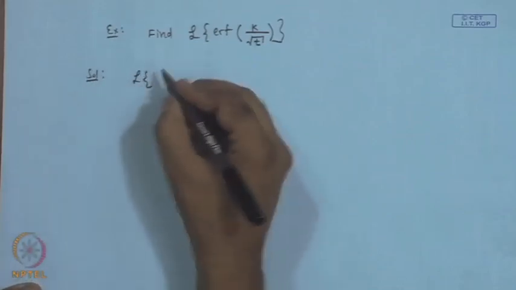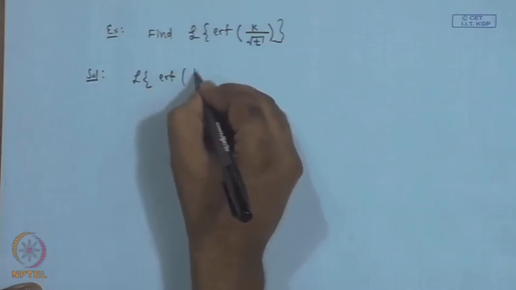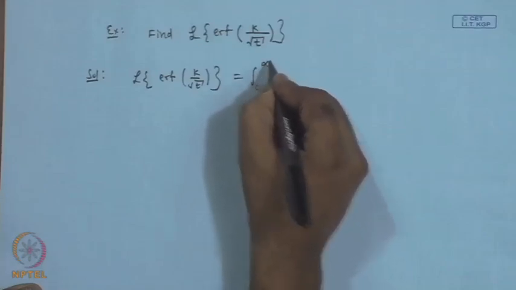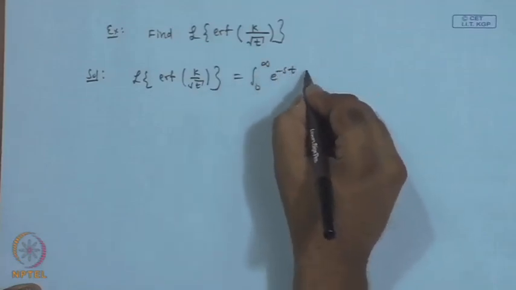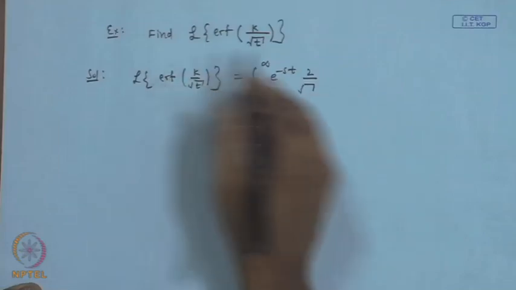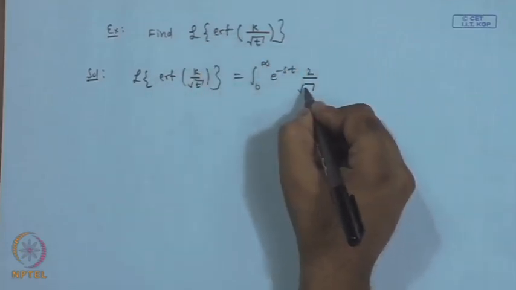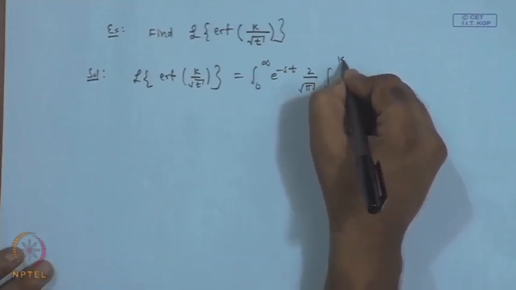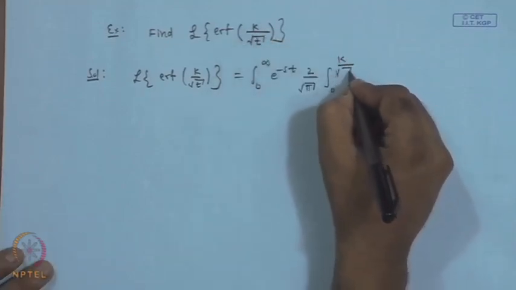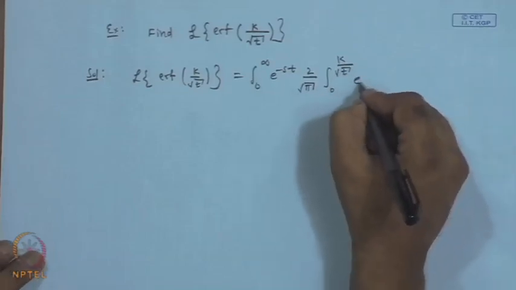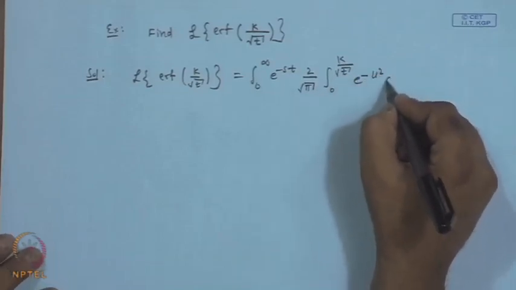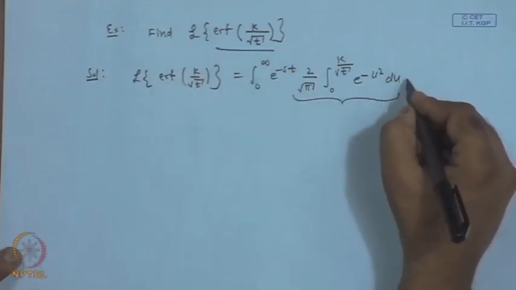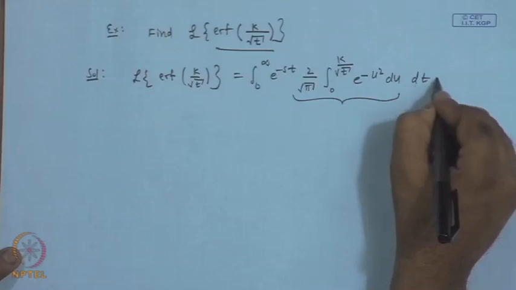The Laplace transform of the error function of k over square root t is the integral from 0 to infinity of e to the minus s t, and 2 over square root pi will come from the error function. The definition says 0 to its argument, so here 0 to k over square root t of e to the minus u square du. So, this is the error function of k over square root t, and then we have dt.